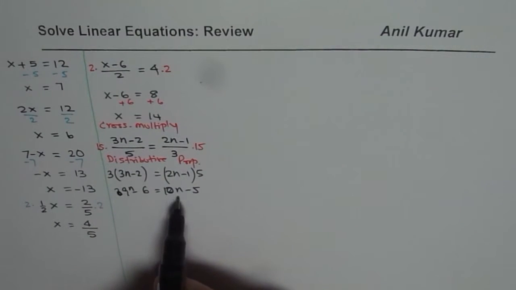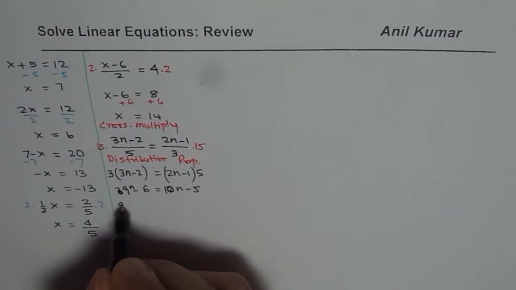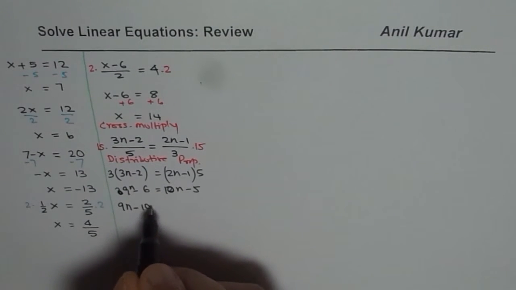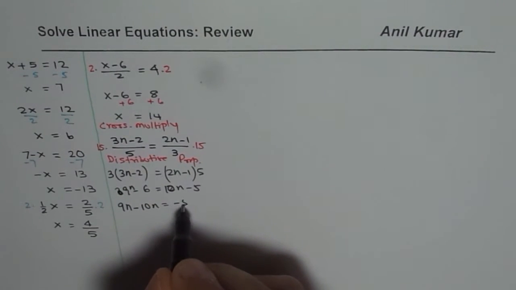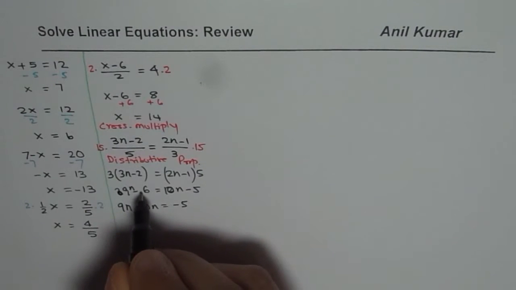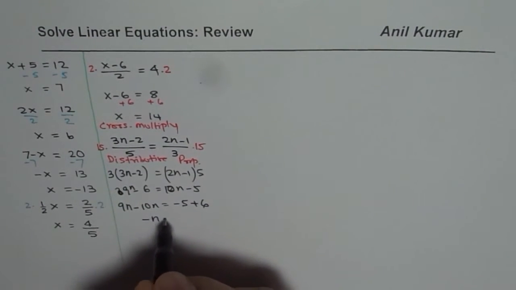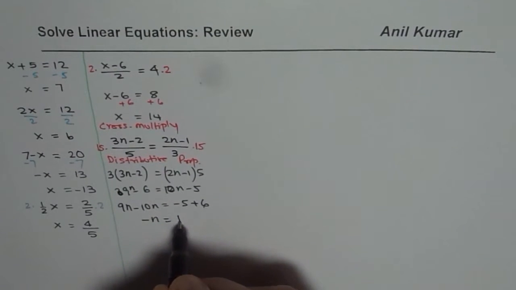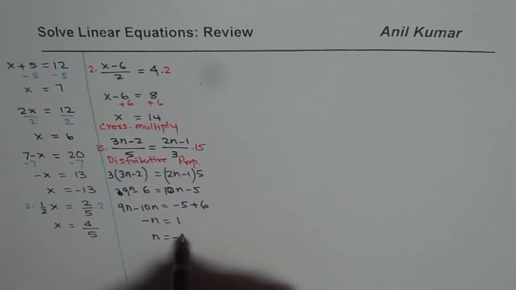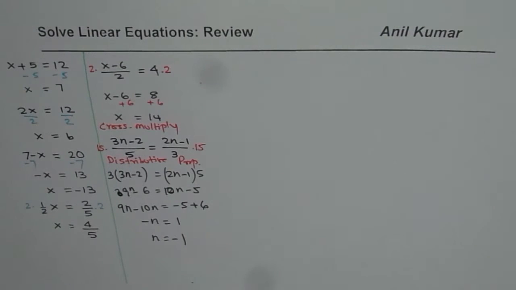Now let's bring the terms together. We'll bring 10n here: 9n minus 10n equals minus 5. And when you take 6 to the other side, it becomes plus 6. Now that gives us minus n equals plus 1. So n equals minus 1. So that is how you could solve this particular equation, right? It is kind of complicated, but I hope you now understand how to solve such an equation.